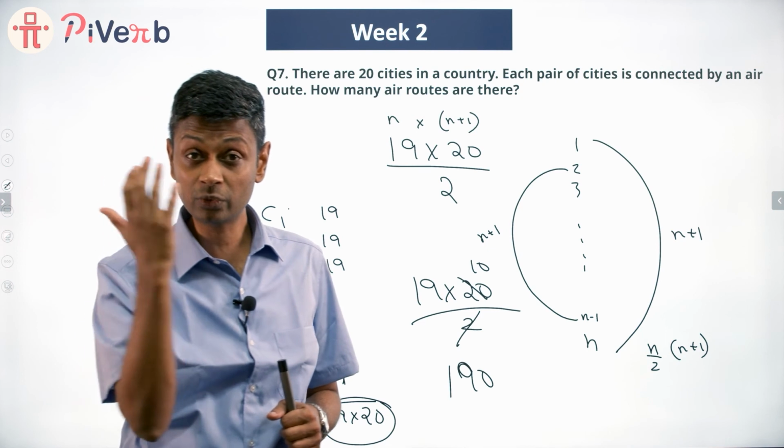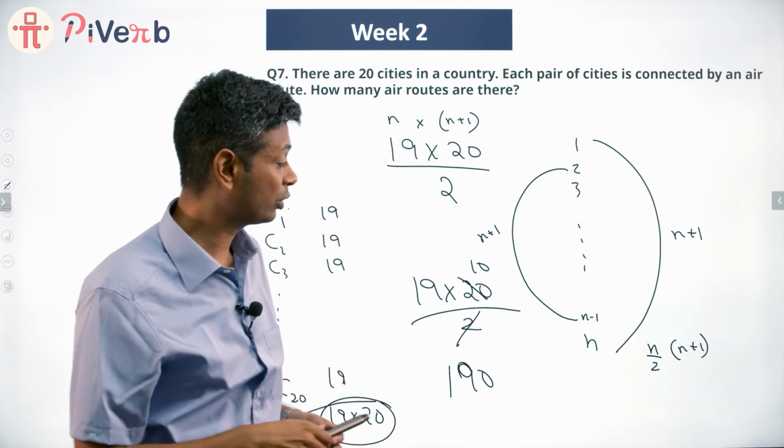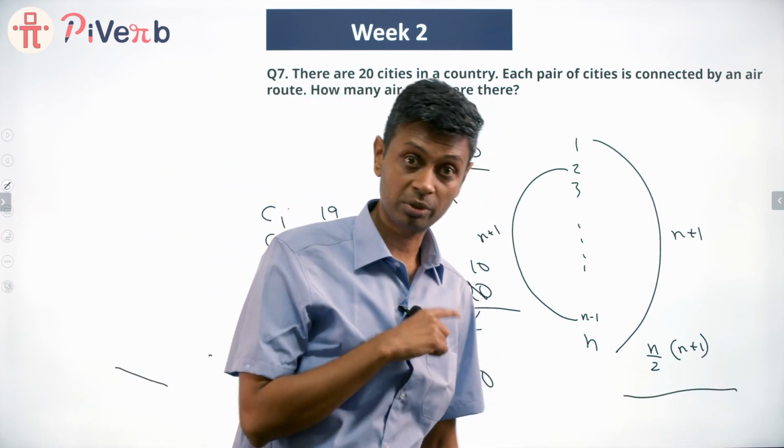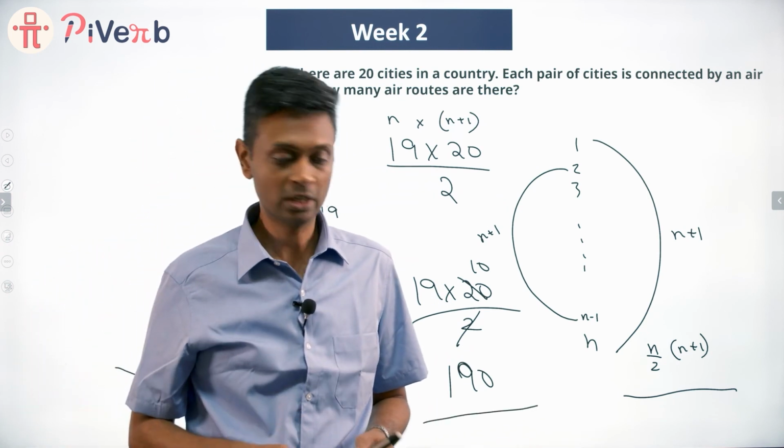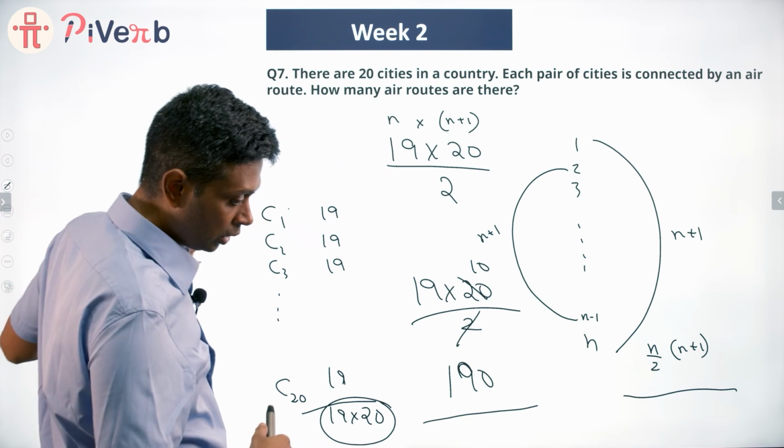Lovely. So there are different ways of thinking about this. One is formulaic. One is a simple approach that we saw. The other is this approach where we double count and then divide by 2. Lovely. I'm going to go to the next question.